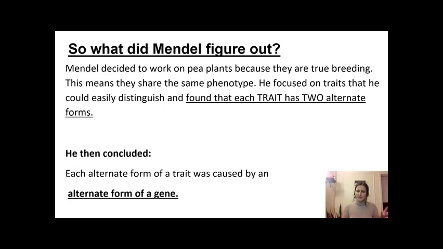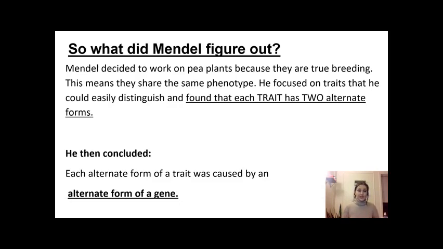So what did Mendel figure out in his experiments? He decided to work on pea plants because they're true breeding, meaning purebred. That means they share the same phenotype, which we'll learn about later. So it basically means that these plants look like themselves. They breed themselves, they self-pollinate. So a yellow pea plant would make yellow plants, green ones would make green plants. They share two genes for the same trait, so they're always going to look the same.